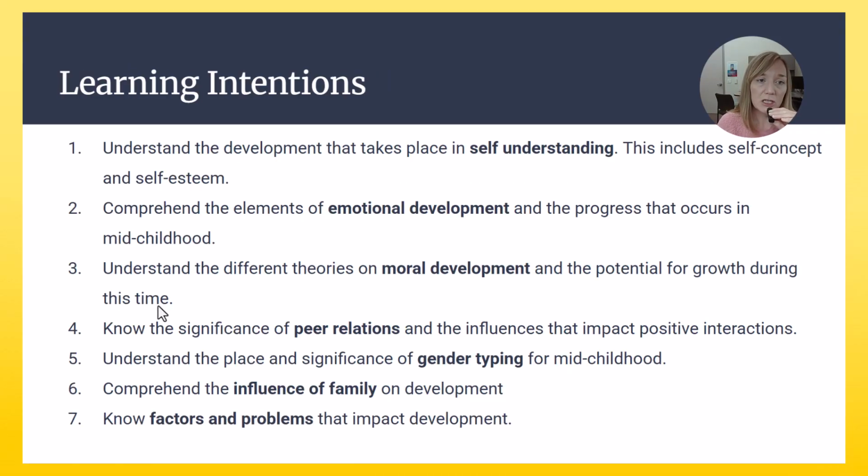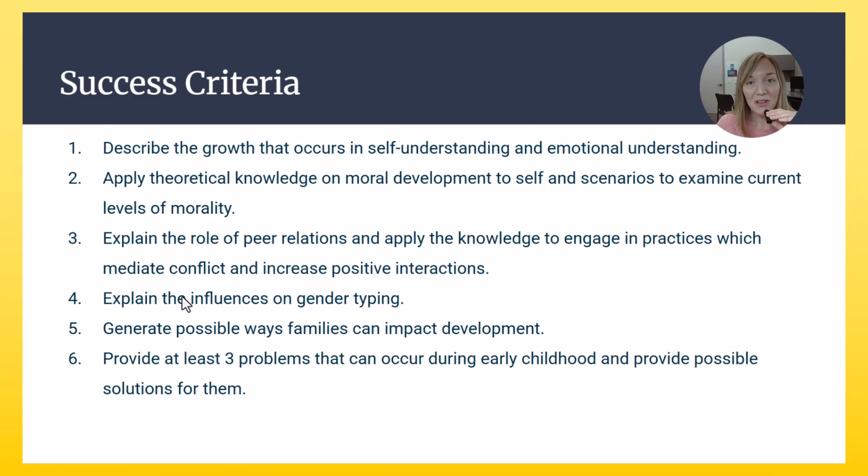Our smaller learning intentions include understanding the development that takes place in self understanding. This includes self concept and self esteem, comprehending the elements of emotional development and the progress that occurs in mid childhood, understanding the different theories on moral development and the potential for growth during this time, knowing the significance of peer relations and the influence and impact of positive interactions, understanding the place and significance of gender typing for mid childhood, comprehending the influence of family on development, and knowing factors and problems that impact development. So we have a lot to learn, but it's going to be good. You'll be able to do all of these things once you learn it.